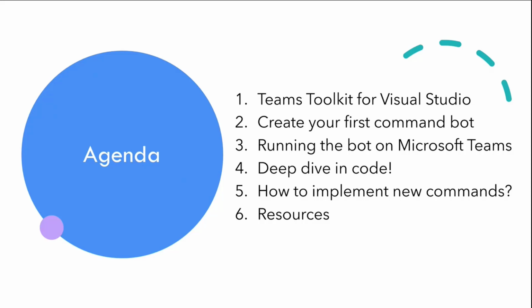And then we will create the first command bot by using the Teams Toolkit for Visual Studio. And after that, we will run the bot on Teams. I will just walk you through the code a little bit, how we run the adaptive card and how basically the bot looks like on Visual Studio. And afterwards, we will just take a look at how we can implement the new commands and which part of the code we need to basically add more and so on. And then finally, I'll share the resources with you.